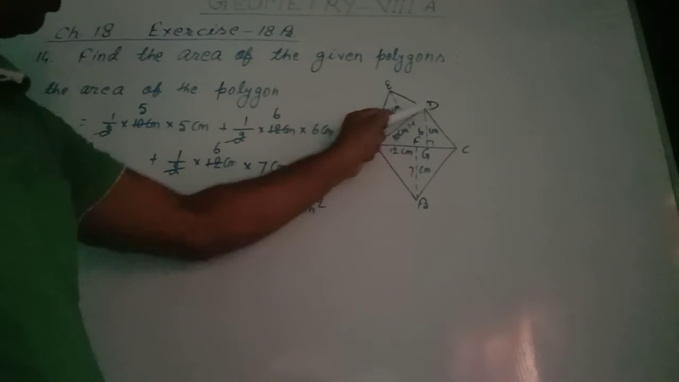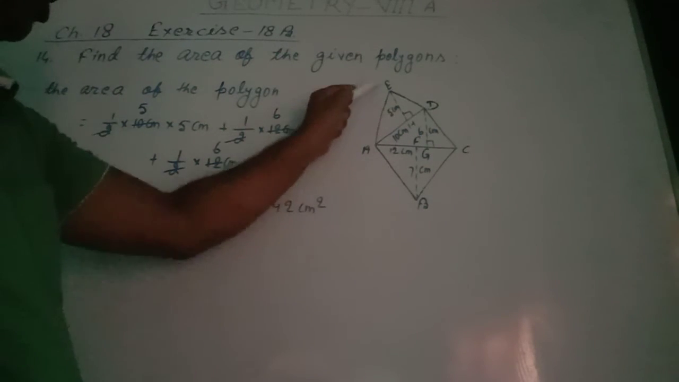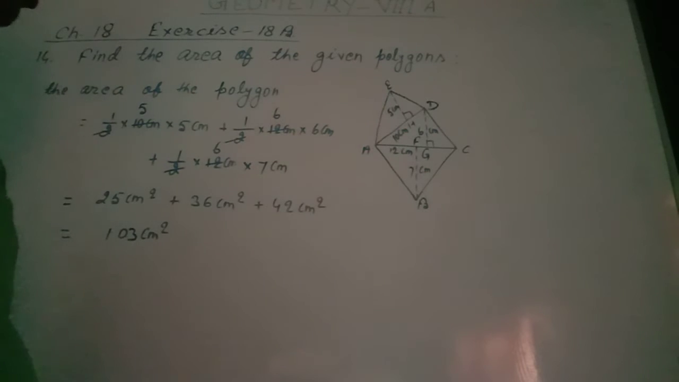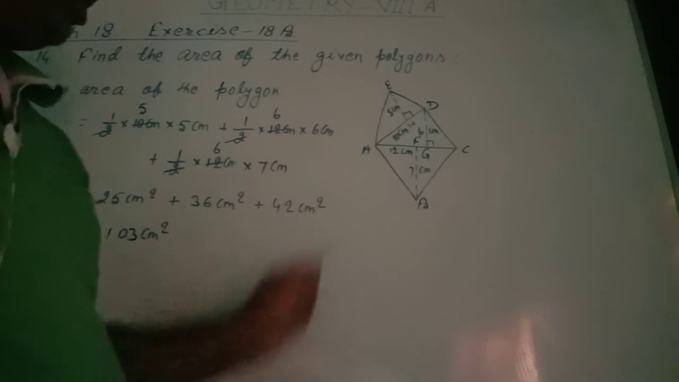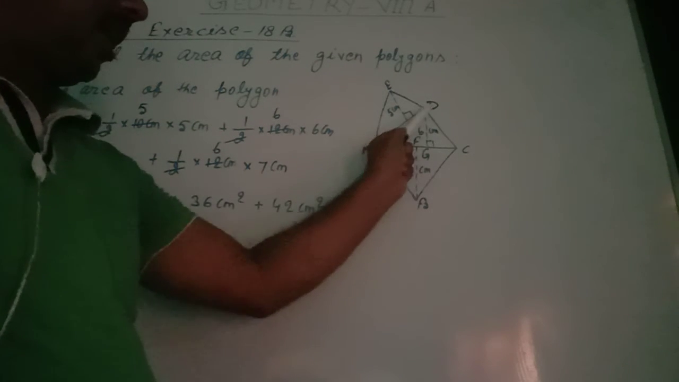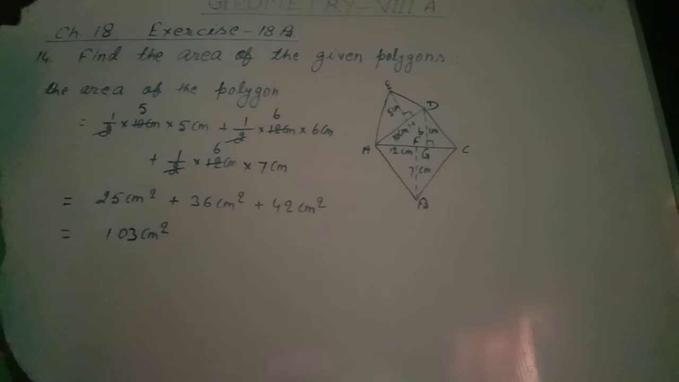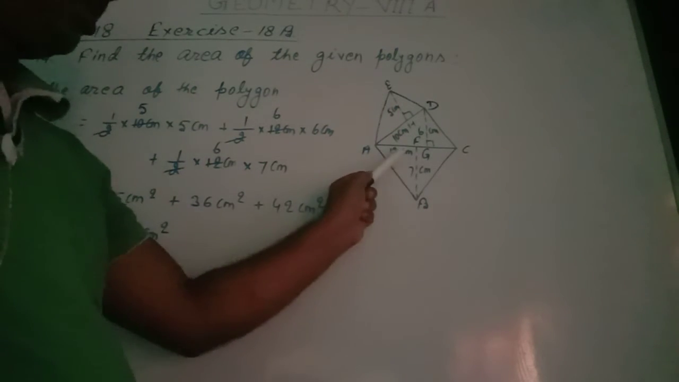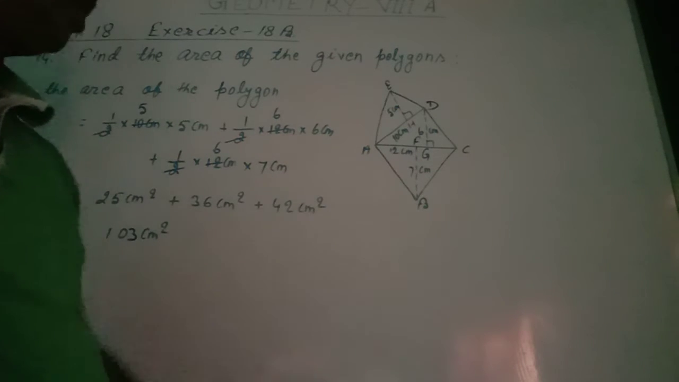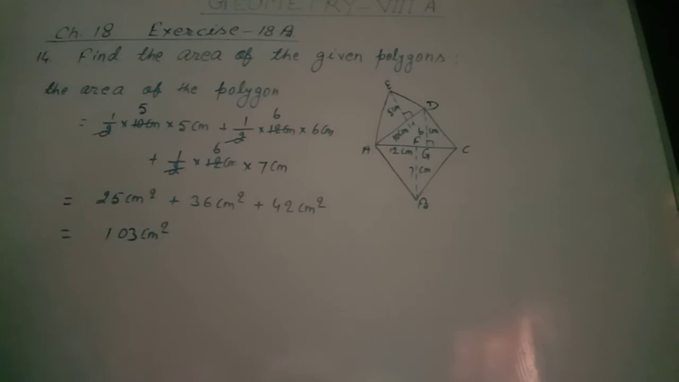AD is the base of triangle AED and height is EH, that is 10 centimeter and 5 centimeter respectively. In triangle ACD, AC is the base, that is 12 centimeter and height is DZ, that is 6 centimeter. And in triangle ABC, base is AC, that is 12 centimeter and height is 7 centimeter. So if we add the areas of these three triangles, then we can get the area of the polygon.